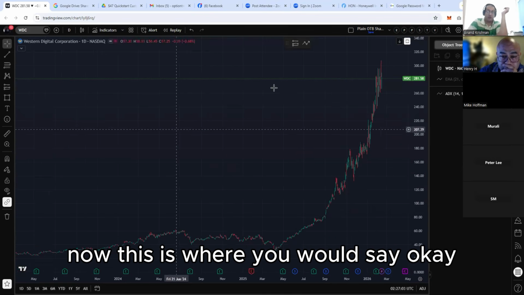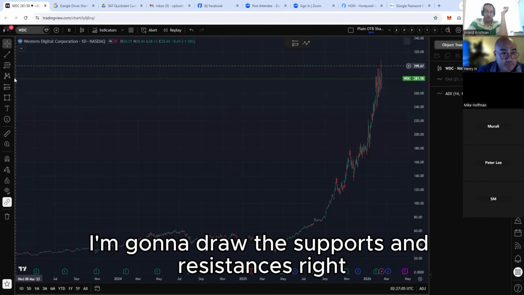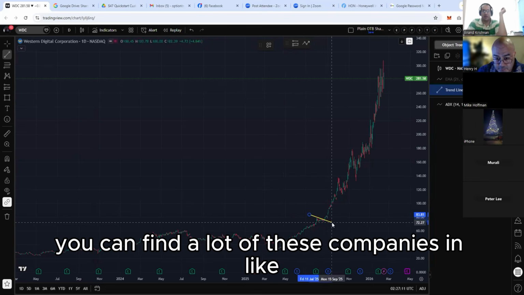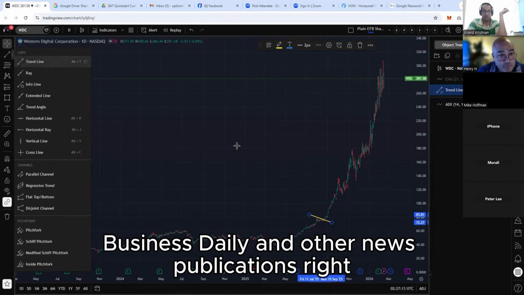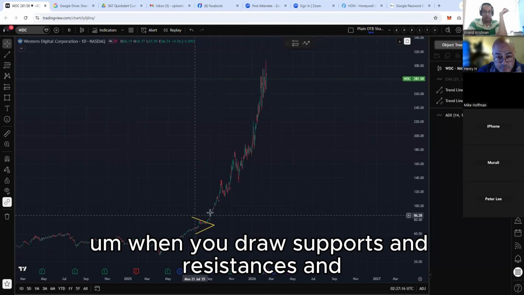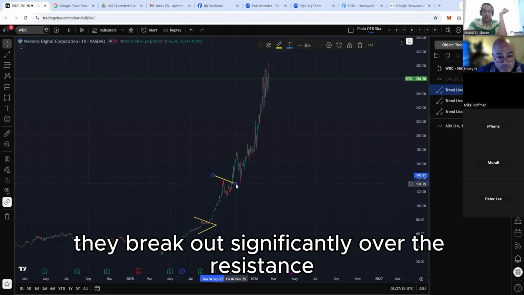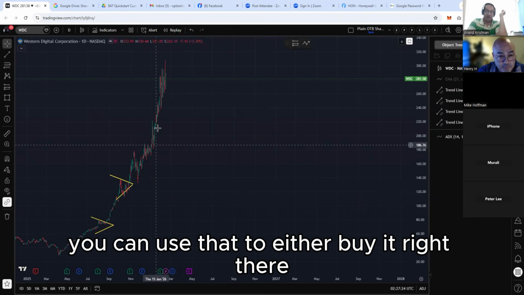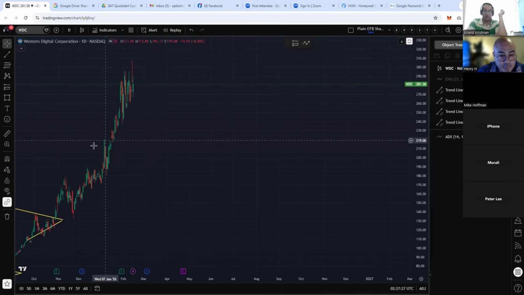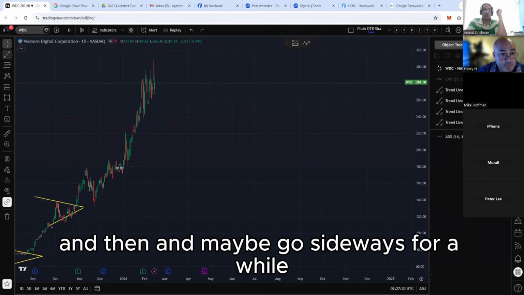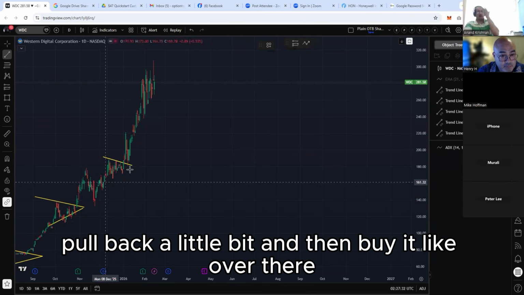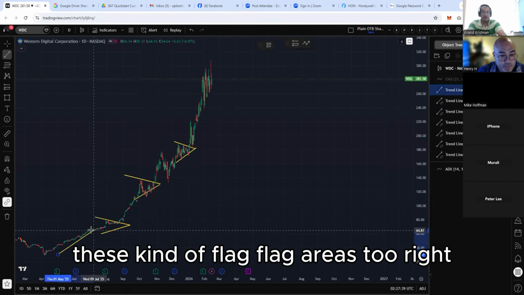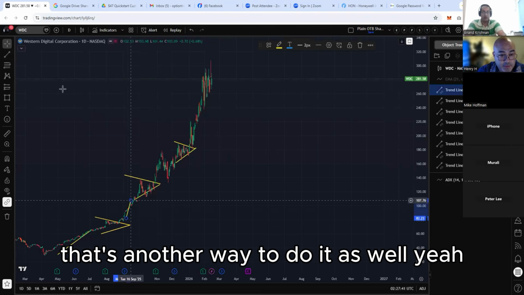Now, this is where you would say, okay, I'm going to draw the supports and resistances. And you can find a lot of these companies in the Investors Business Daily and other news publications. When you draw supports and resistances and they break out significantly over a resistance, you can use that to either buy it right there, or wait for it to pull back, maybe go sideways for a while, pull back a little bit, and then buy it over there. You could use these kind of flag areas too. That's another way to do it as well.